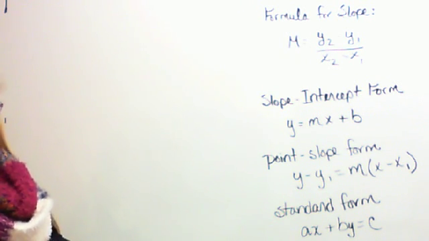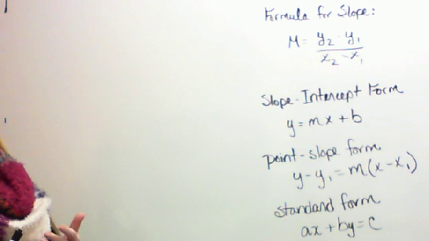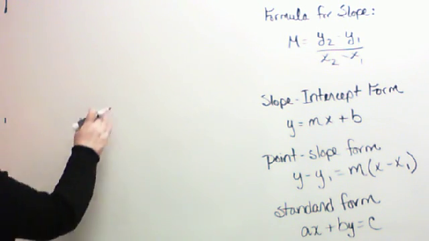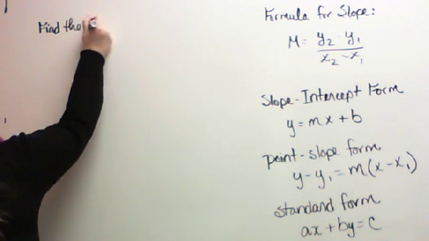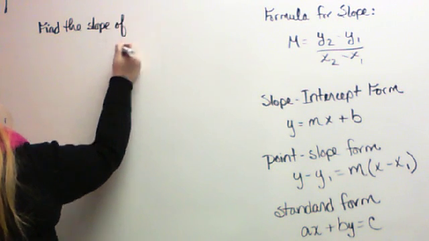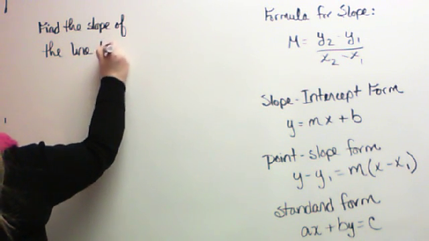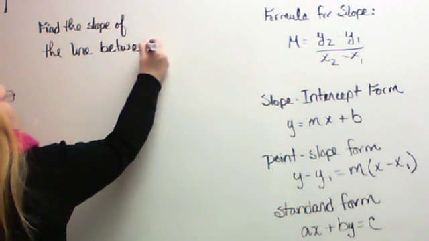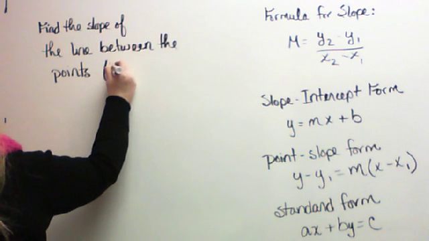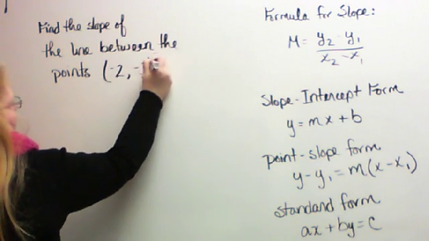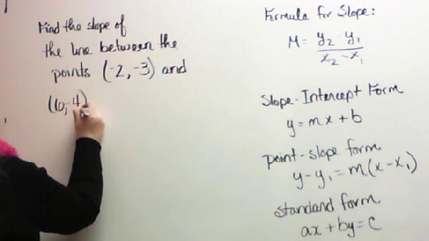It's a simple formula, however, if you don't understand what all that stuff is, then you won't know when to put in whatever number you need to put in. So let's say they wanted us to find the slope of the line between the points -2, -3, and 6, -4.